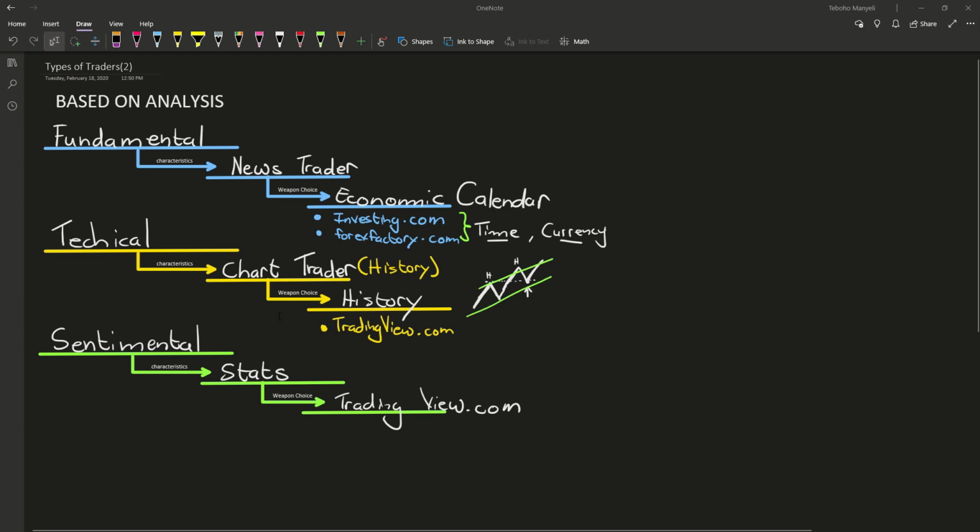So just tell me, which one is your favorite? Do you like news? Do you like that high volatility moment? Are you a technical trader? Do you love support and resistance? Are you a sentimental trader? Do you trust that gauge? And what's going on with your trading, and how has it been for you as your type of trader?